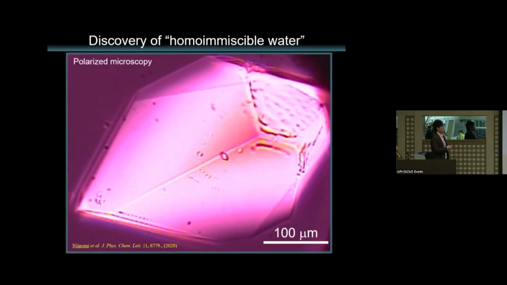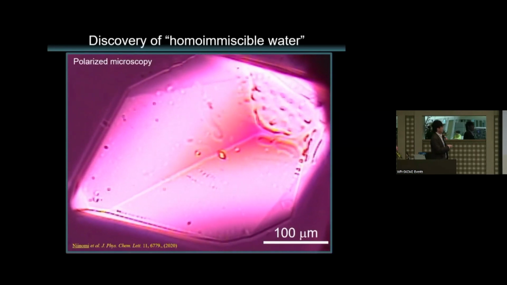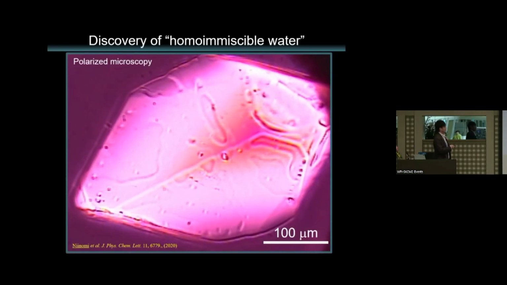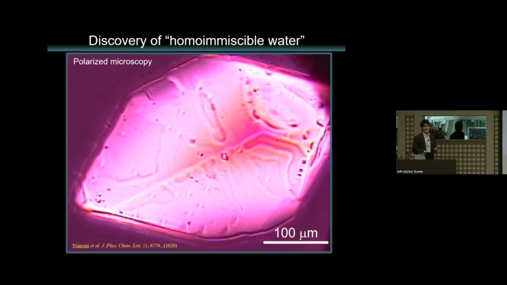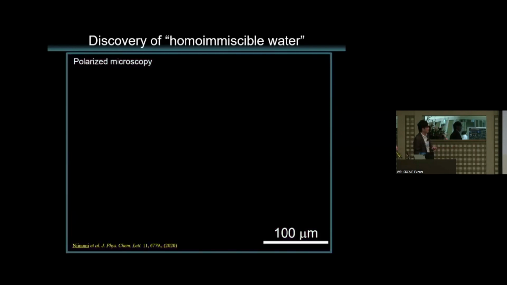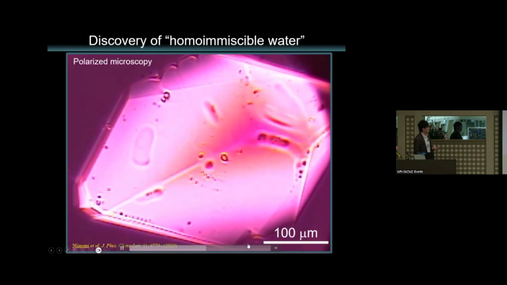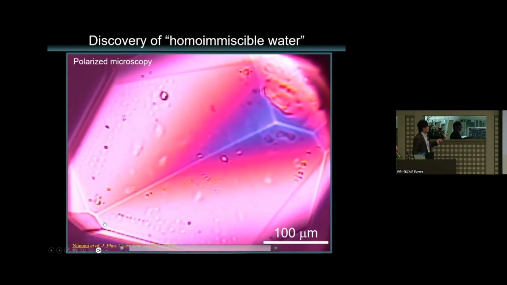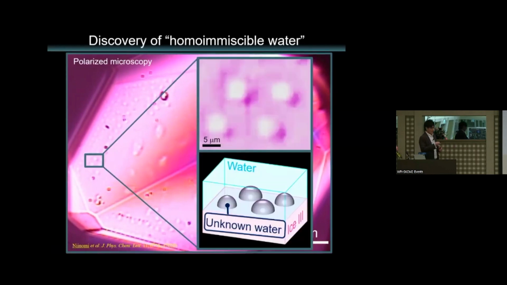Maybe you can see the fluidity of the interface, and also at the interface, a droplet was formed. I hope you can see the droplet formation, but let me skip to the moment when we can clearly see the droplet. And maybe here you can see, if we magnify this region, a droplet was formed at the interface. This is a very strange and interesting phenomenon because even though the surrounding medium is water, another water droplet was formed at the interface. So this is very interesting, and we named this unknown water homoimmiscible water.